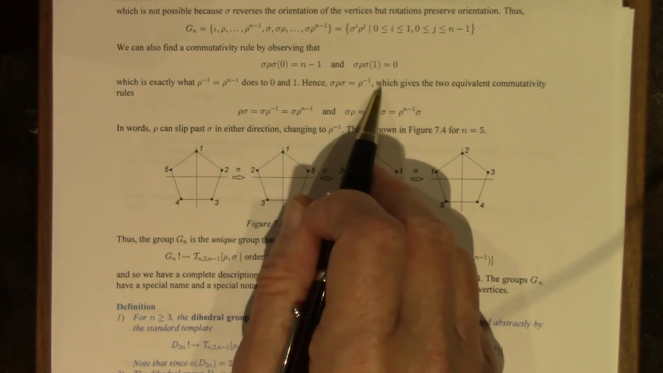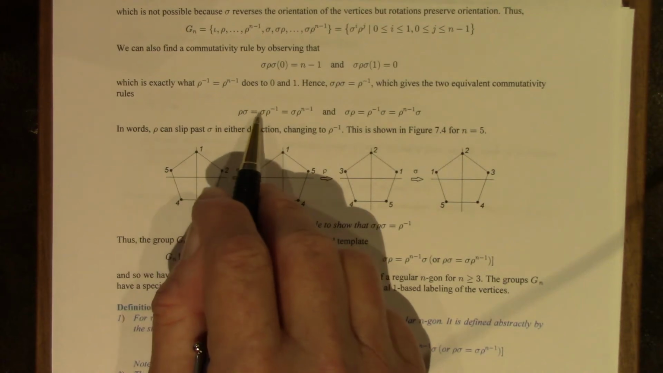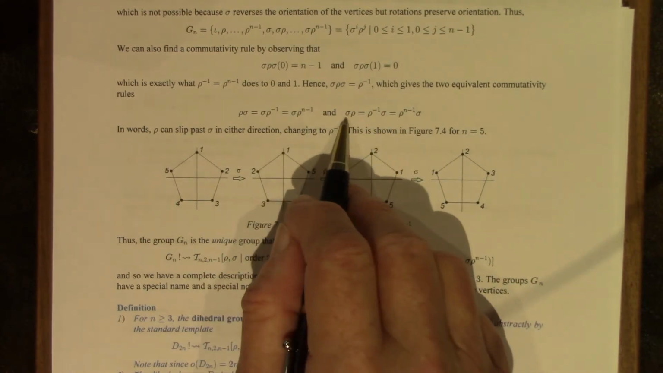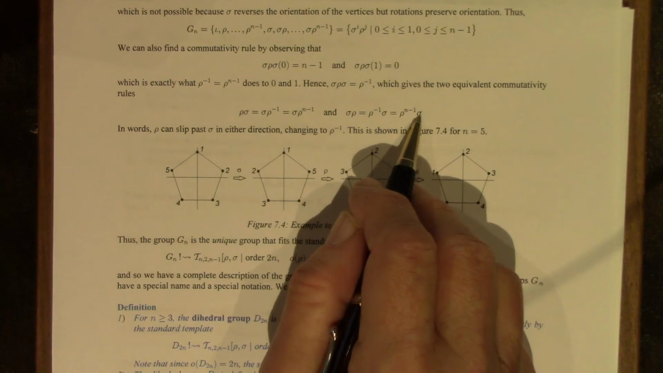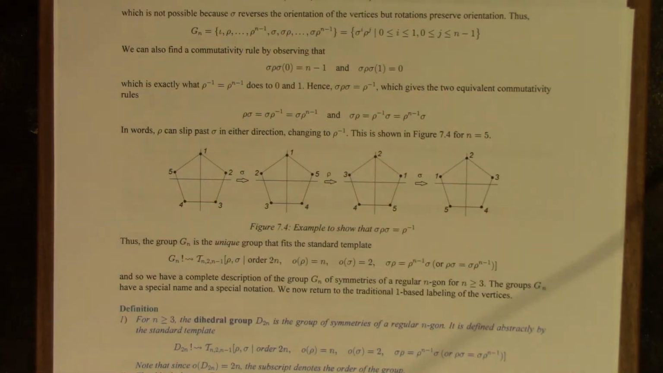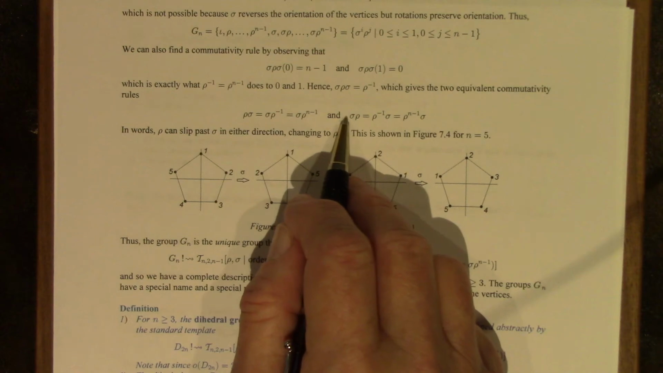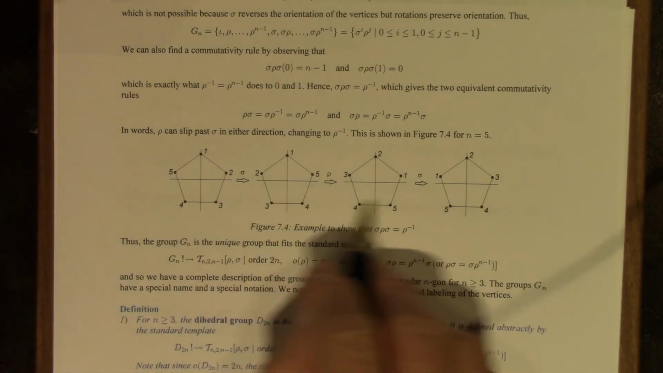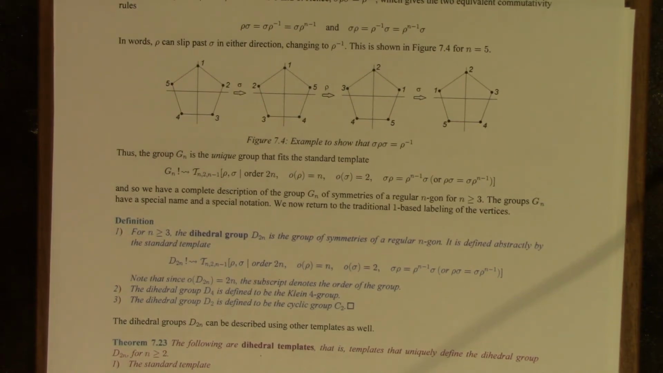And that, by pushing the sigma to the other side, will give us two commutativity relations. Rho sigma is sigma rho inverse, which is the same as sigma rho to the n minus 1. Also, sigma rho is rho inverse sigma, or rho to the n minus 1 sigma. So these two equations say, in words, that we can slip rho past sigma in either direction if we change rho to rho inverse, or to rho to the n minus 1. And here are some figures to help you sort out that little bit of rotation and reflection stuff.